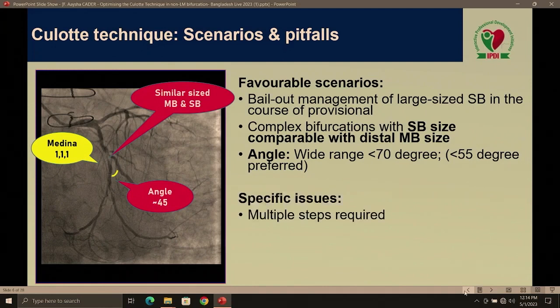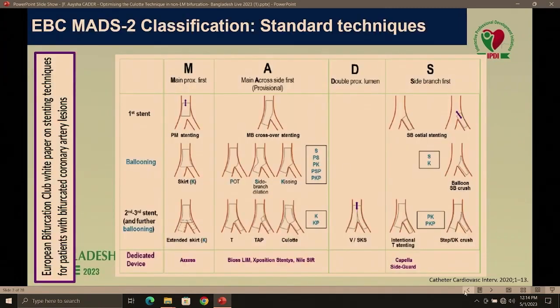And in terms of the issues or the pitfalls, if you will, is that this requires multiple steps. It's not quite as simple as a TAP technique. And there's the problem of double stent layers in the proximal main branch, which over the years has been curtailed with different iterations, which I will show.